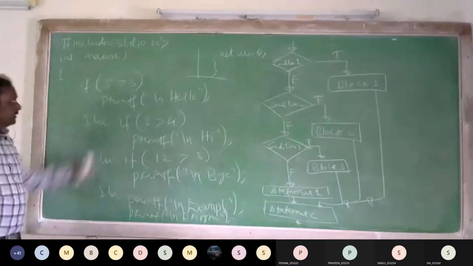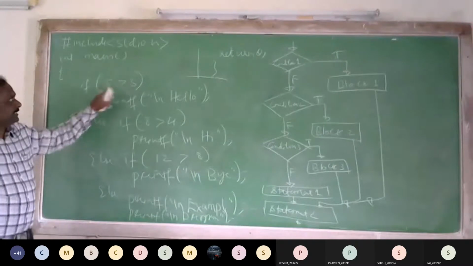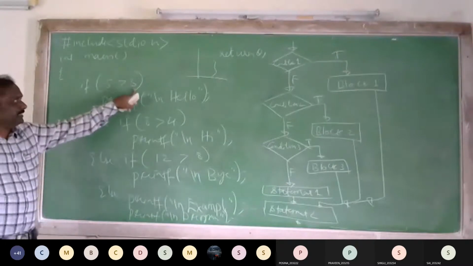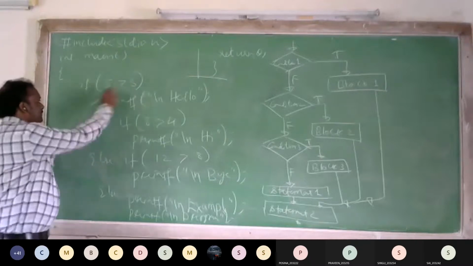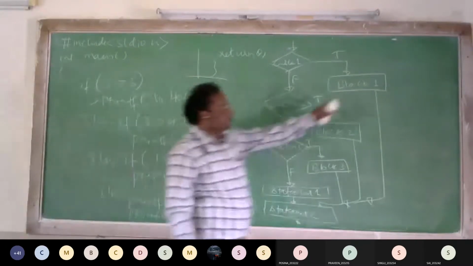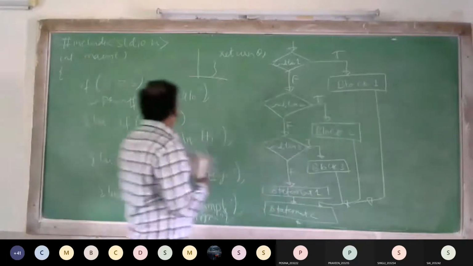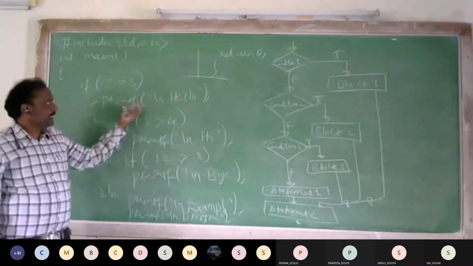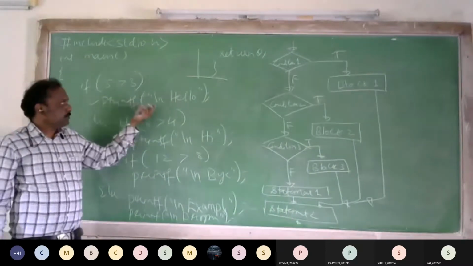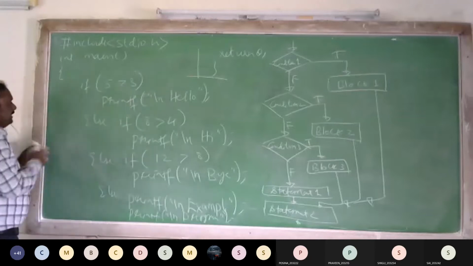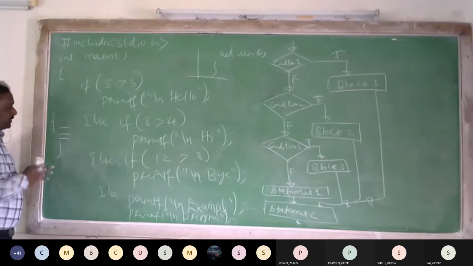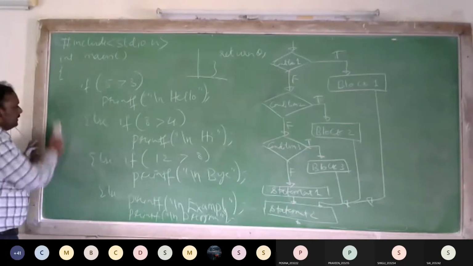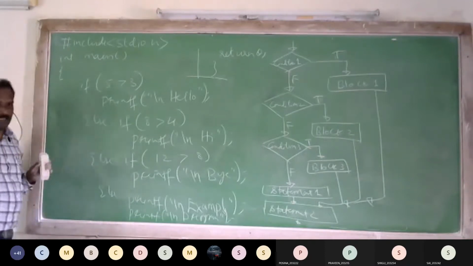Now, 5 greater than 3. The condition is true, so it will execute block 1. So what is block 1? Here I have a single statement, hello. If I want to use more than one statement, then I need to use flower braces and write many statements. If there is a single statement, there is no need to write the flower braces.